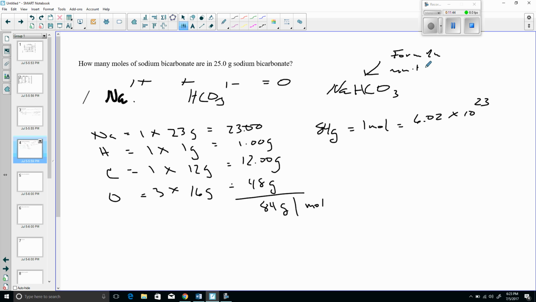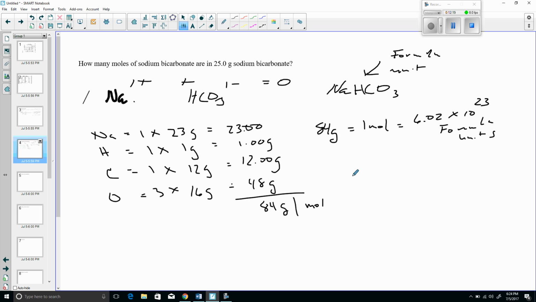So instead of saying we have 6.02 times 10 to the 23rd atoms, well, we have way more atoms than that if we used all the atoms for sodium, hydrogen, carbon, and oxygen. But collectively, for this whole thing, we have 6.02 times 10 to the 23rd formula units. All right, so that's very important to know. If we have 1 mole of this compound, we have 6.02 times 10 to the 23rd formula units of this compound, or we have 84 grams.